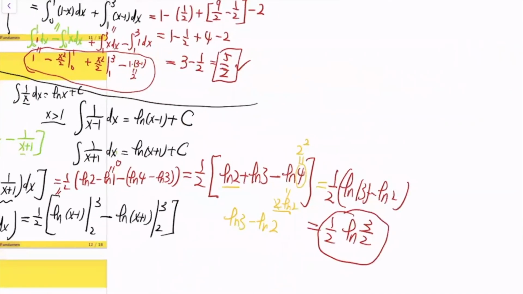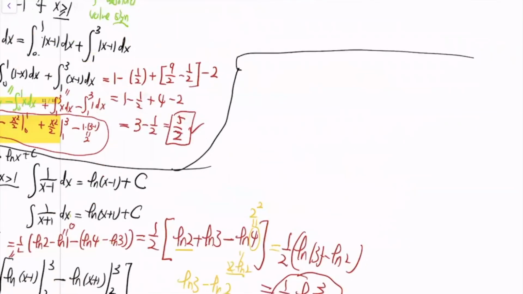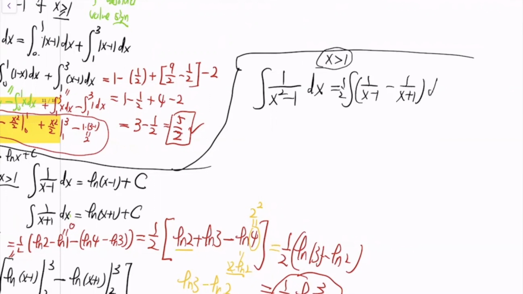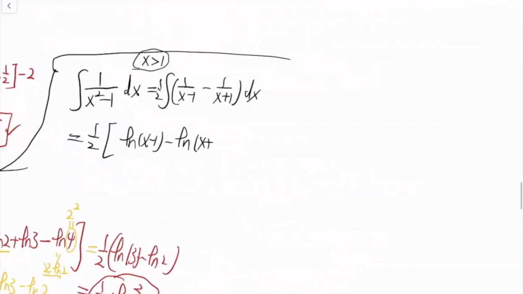By this computation, we actually also derive another antiderivative. If you look at the antiderivative of 1 over x squared minus 1 dx, let's assume x is bigger than 1. The antiderivative is 1/2 times the integral of 1 over x minus 1 minus 1 over x plus 1, dx. So you just get 1/2 times log of x minus 1 minus log of x plus 1, plus the constant.